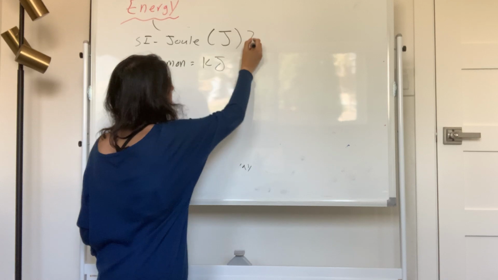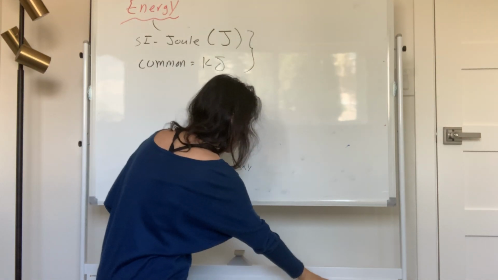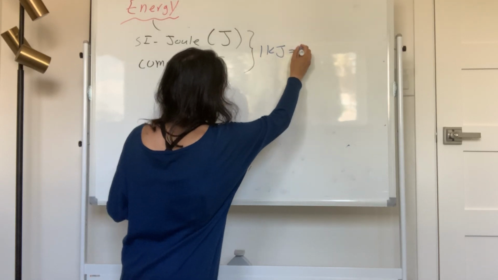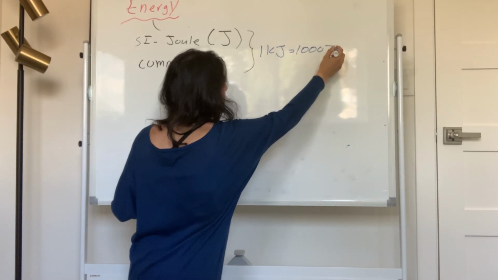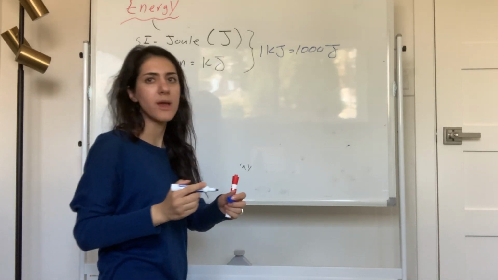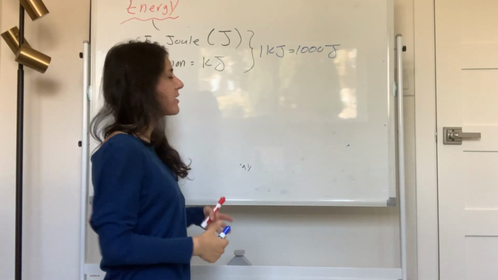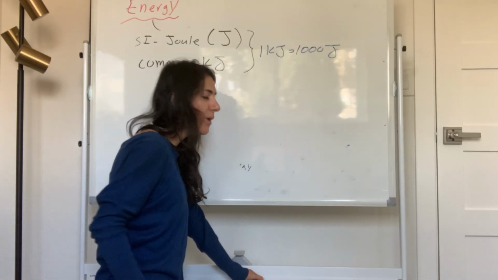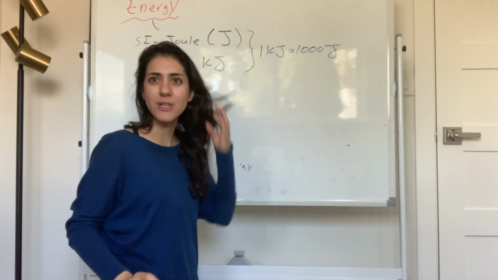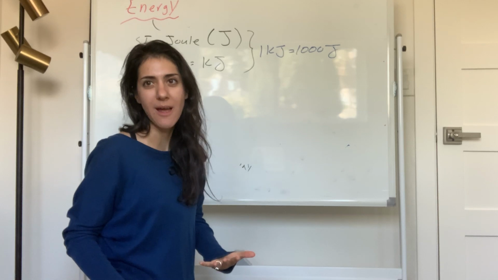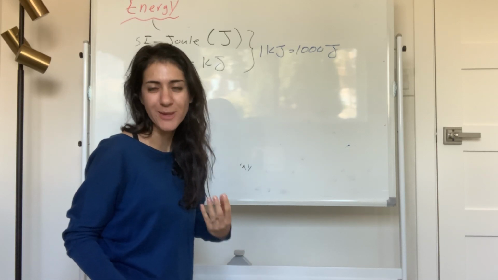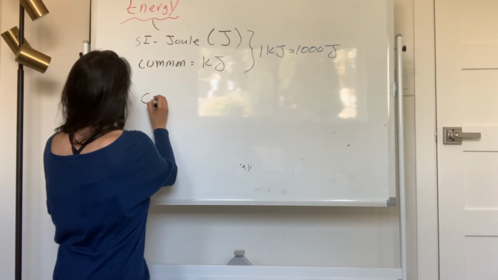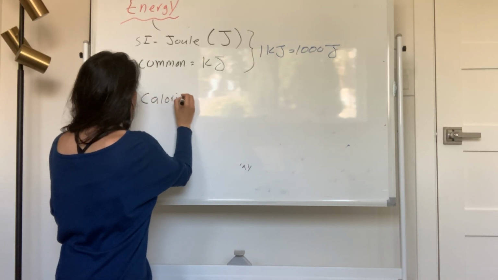And of course, you already know this. How would you go from kilojoules to joules? 1 kilojoule would be 1,000 joules. So that would be the SI. Using joule and kilojoule is more common. But the one unit of energy that we actually are used to seeing all the time in the US is not joule. What is it? It's calorie. That's the one you're more familiar with.